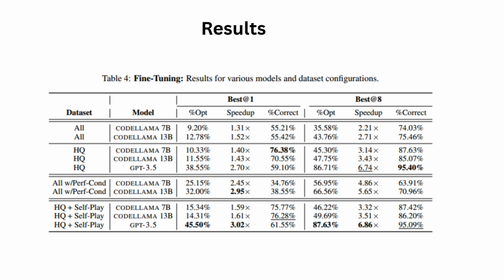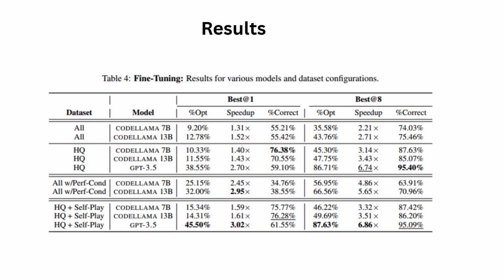An interesting observation is that training on the smaller, high-quality dataset often performs better than training on the entire dataset. For example, the high-quality fine-tuned GPT 3.5 model achieves an impressive 6.74 times speedup and successfully optimizes over 86% of programs under best at 8.